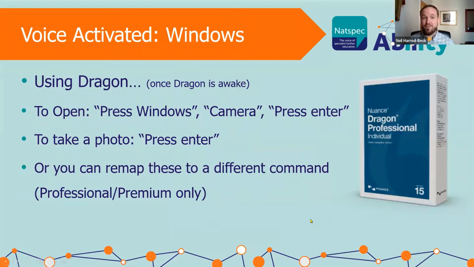So voice activated for Windows as well. Best way I found to do this is using Dragon Naturally Speaking. So this is dictation software, but it also means you can control your computer with different commands. For those of you not familiar with Dragon, you start off by saying a wake up command, so wake up, or you can click on it. And then once you've done that, you can say press Windows, camera, press enter, and then you'll be in the camera app. And then to take a photo, you just say press enter.